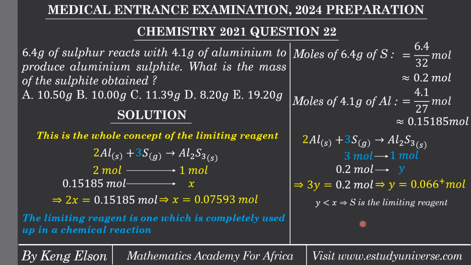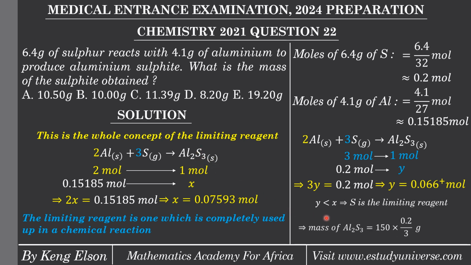So to now get the mass of the aluminium sulfide obtained, we just have to multiply, because we know that moles is equal to mass over molar mass. So the mass will be the moles times the molar mass. If you look for the molar mass of aluminium sulfide, we have to take 2 times the molar mass of aluminium plus 3 times the molar mass of sulfur. So 2 times 27 is 54, and then plus 3 times 32. When we add together, we get 150 grams per mole.